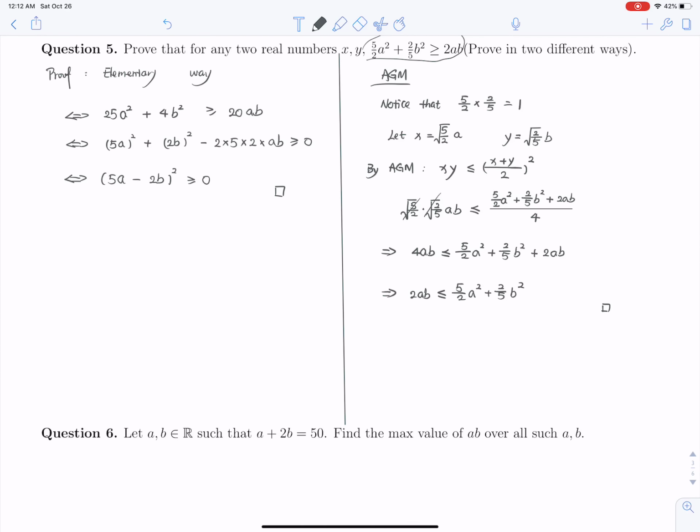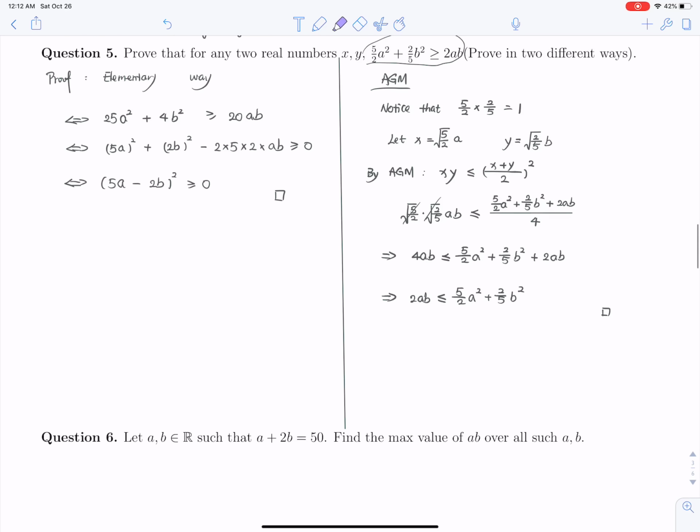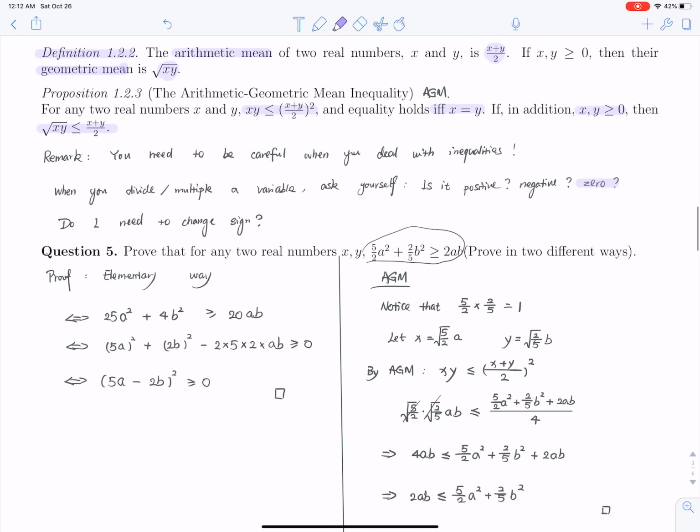I do want to talk about something. If you observe, let's go back a bit. If you observe AGM, the inequality here. So let's take a look at this.